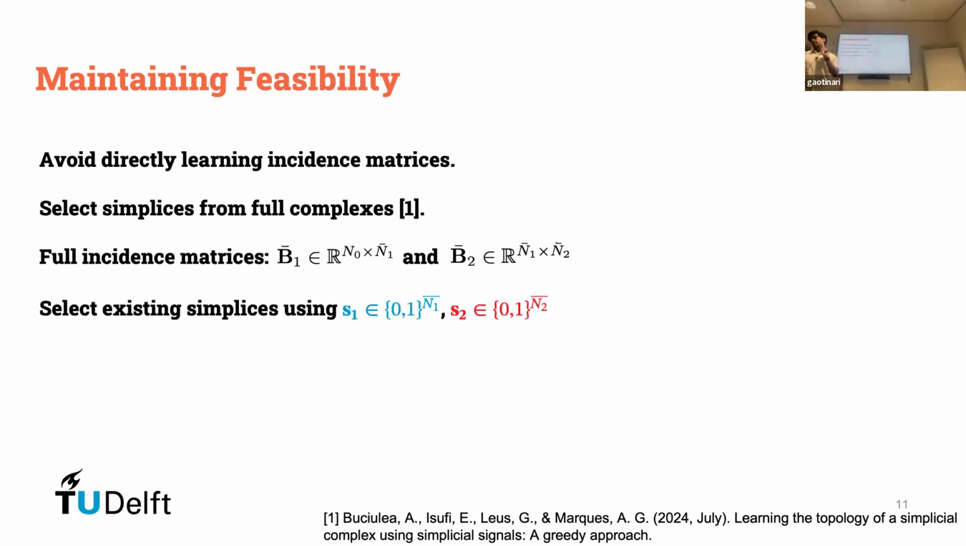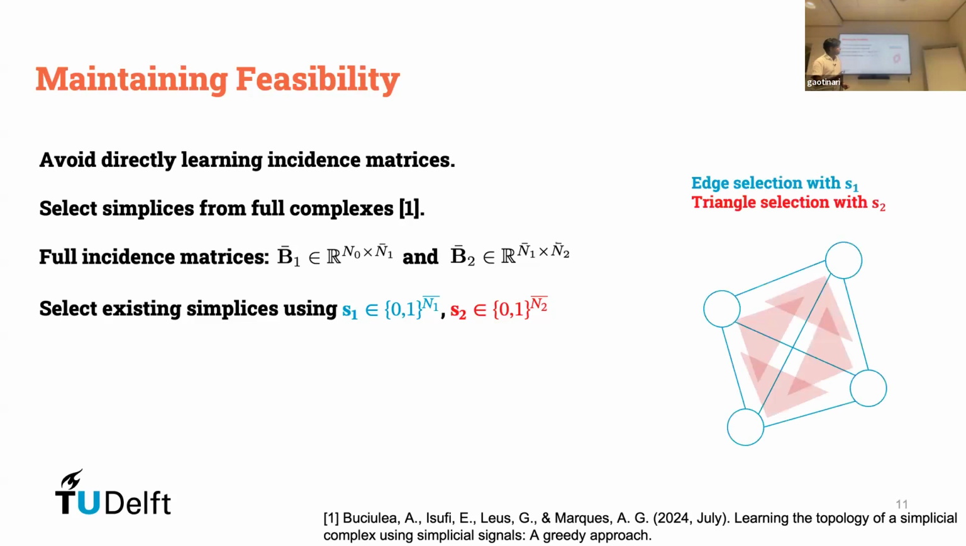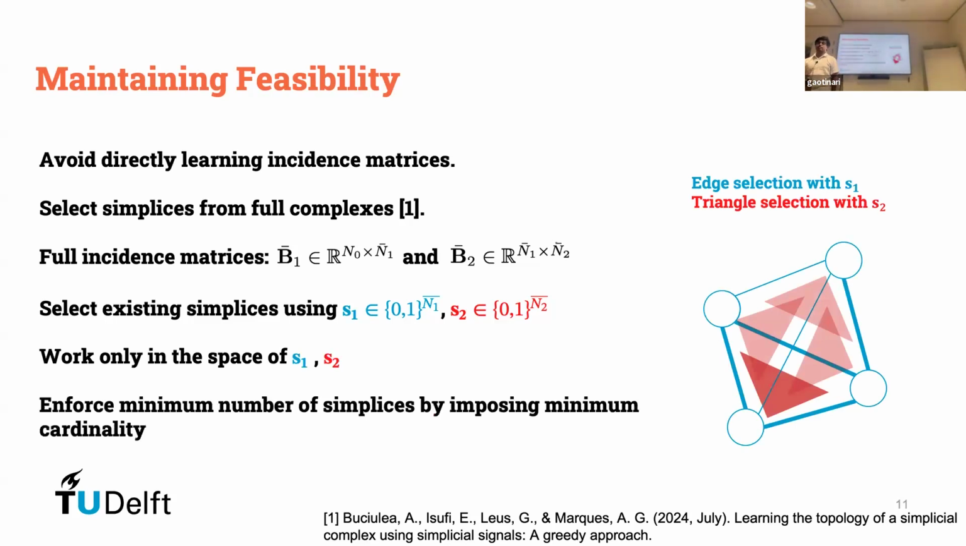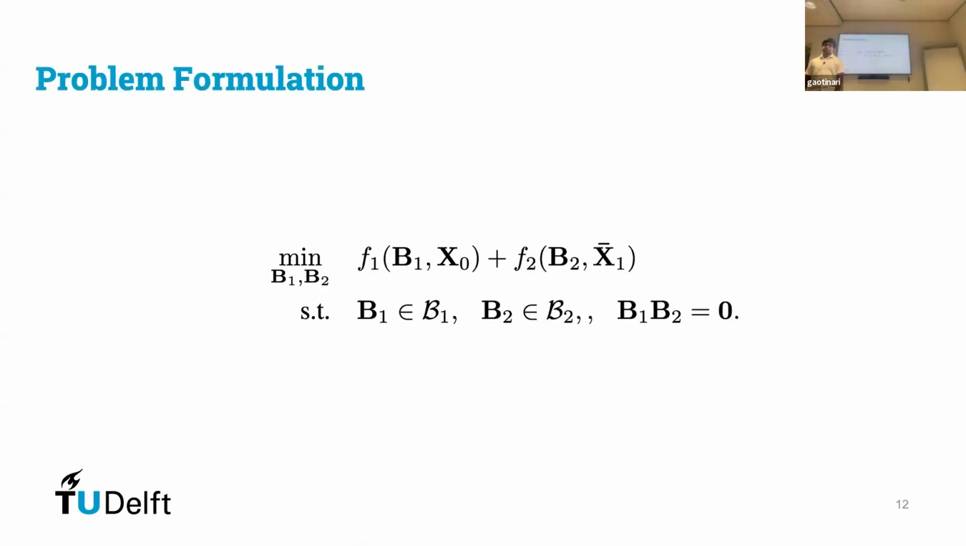We only have binary vectors which simply select which edges and which triangles exist, right? So if I have edges and triangles selected, I start with the full simplicial complex and just select which ones exist with S1 and S2. Of course, we work only in the space of S1 and S2 because that means we already guarantee that my incidence structure is maintained. And when I said we need a minimum number of edges and triangles, that means I have a simple minimum cardinality constraint on S1 and S2.